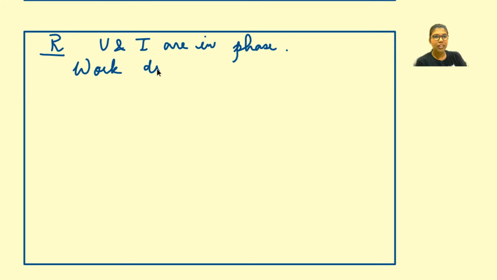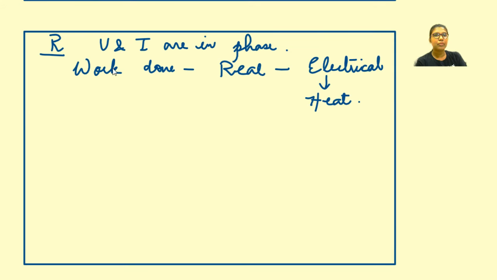Now, as yesterday we had studied, for a resistor, V and I are in phase, isn't it? Since V and I are in phase, the work done by V and I is real. Why do we say it is real? Because it directly converts electrical energy to heat energy. I'm repeating it again. For a resistor, the voltage and the current are in phase. Hence, the work done by a resistor is real. It directly converts electrical energy to heat energy.